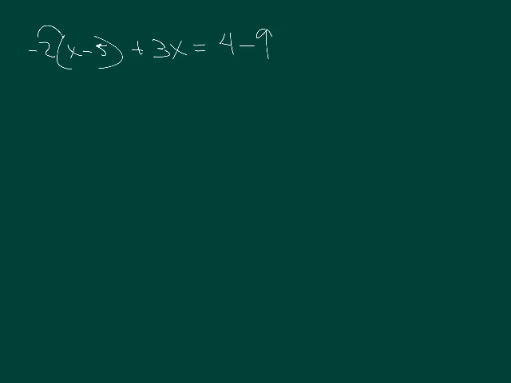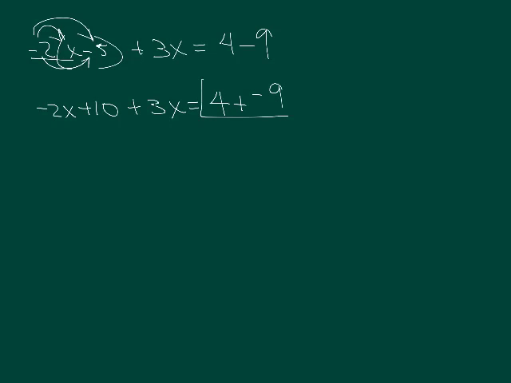So I'm going to distribute this into here. So negative 2 times x is negative 2x. Negative 2 times negative 5, and negative times a negative is a positive, plus 3x, and 4 minus 9 can be written as 4 plus negative 9, which means, because the signs are different, we can take the difference between the two and put the sign of the largest number on there. So we can get rid of this then and just make it negative 5. Save us a little bit of writing.